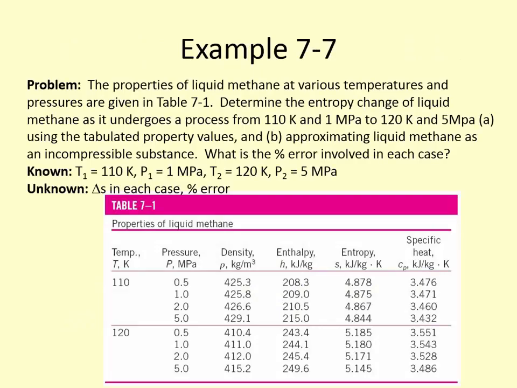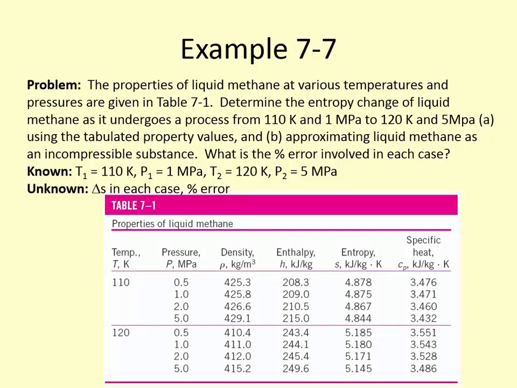So let's do an example of this. We're going to use the properties of liquid methane, and there's a table in your textbook on page 350 that gives the properties of liquid methane. It's not in the appendix, it's actually in the chapter itself, chapter 7. And we're going to calculate it two ways. We're going to just use the tabulated values, and then we're going to use the incompressible approximation. And we'll see what is the percent error in treating liquid methane as an incompressible substance.